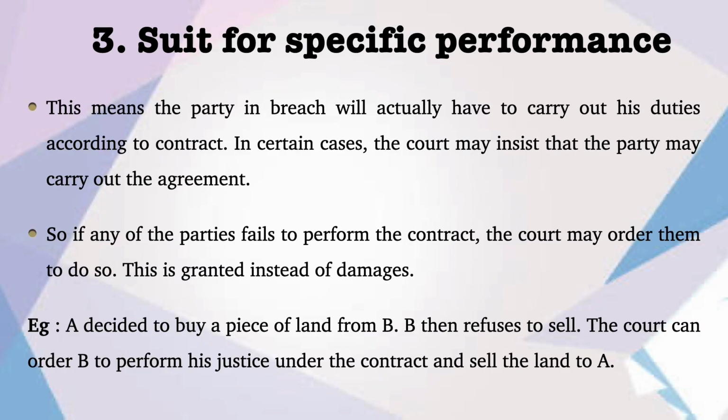Third, suit for specific performance. This means the party in breach will actually have to carry out his duties according to the contract. In certain cases, the court may insist that the party carry out the agreement. So, if any of the parties fail to perform the contract, the court may order them to do so. Now, let's look at this example. A decided to buy a piece of land from B. B then refuses to sell. The court can order B to perform his duty or justice under the contract and sell the land to A.